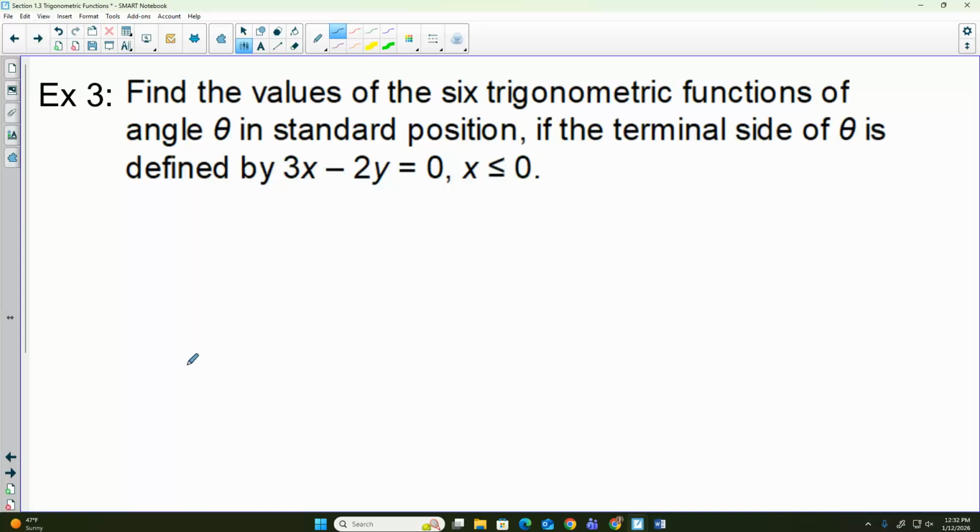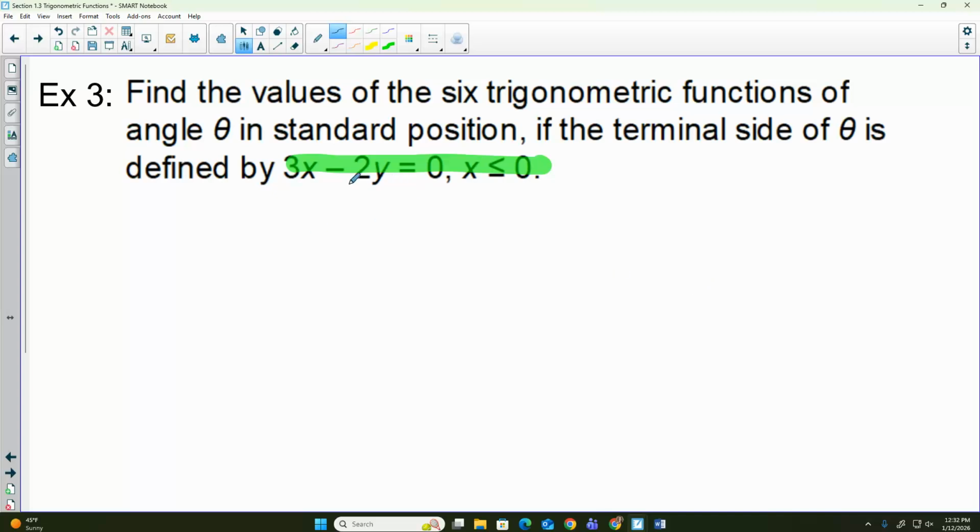So let's try this one. Find the values of the six trig functions of angle theta in standard position if the terminal side of theta is defined by 3x minus 2y equals 0, x is less than or equal to 0. So instead of giving you an ordered pair, this time I gave you the line. I need actual values for x, y, and r though.